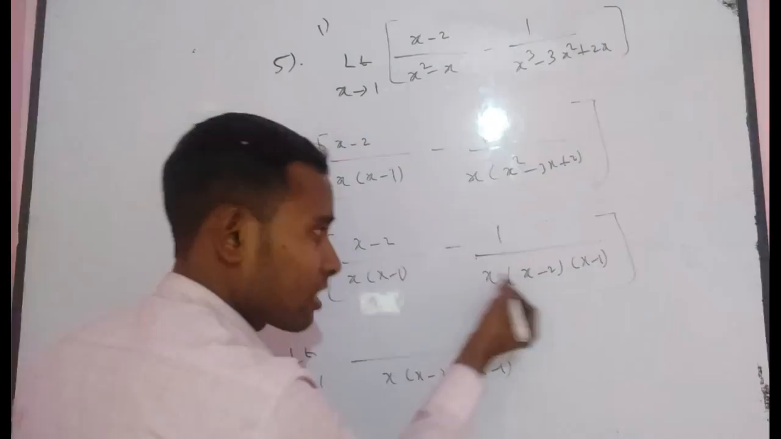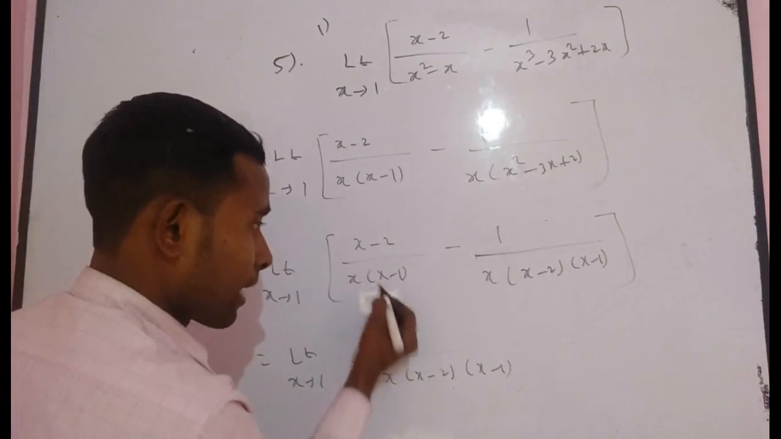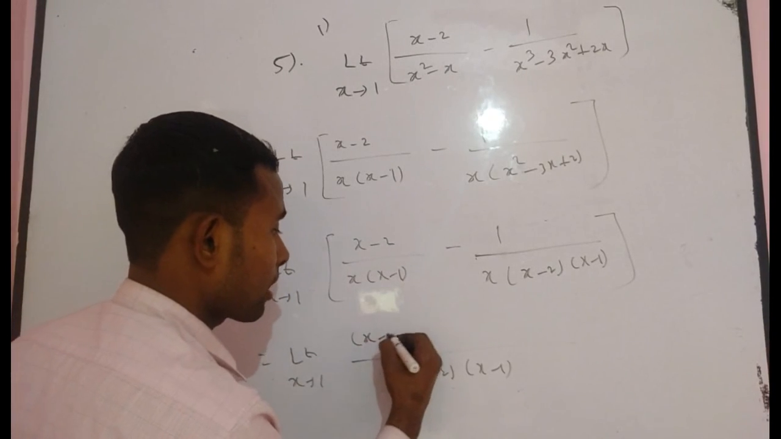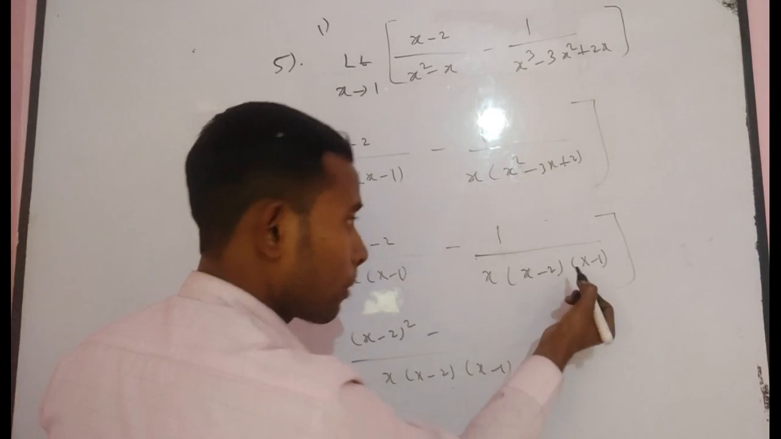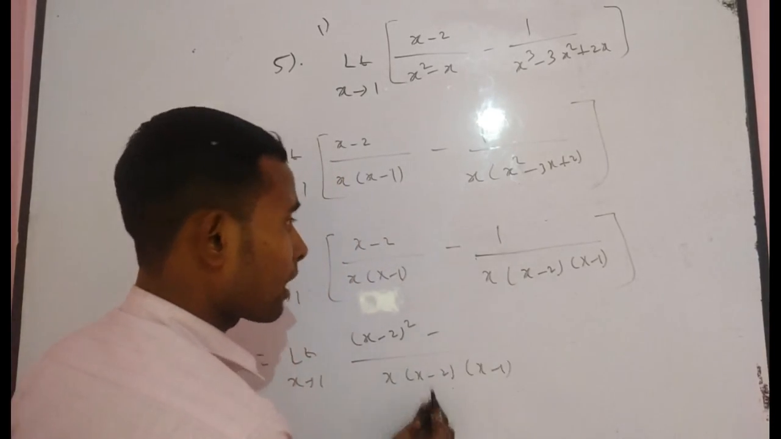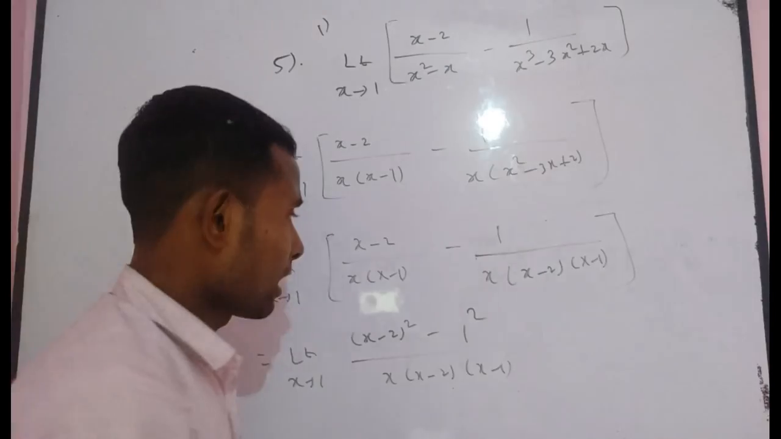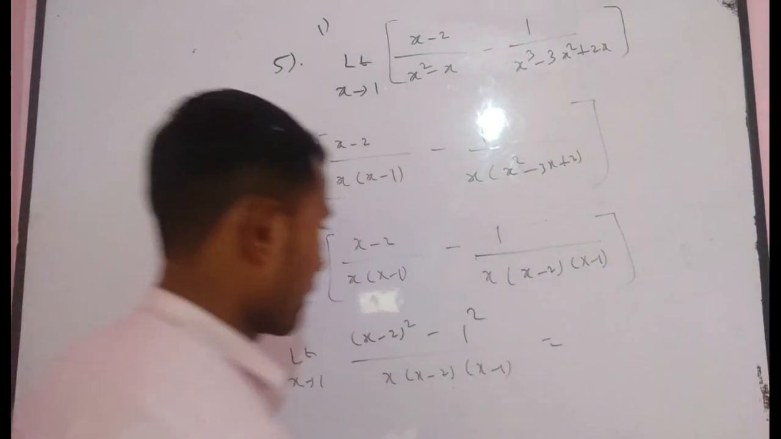If you divide by this term, you get x and x minus 1 cancelled, and you get x minus 2, and you have to multiply simply in this term x minus 2 whole square, minus. If you divide by this term, you get simply 1, and you have to write 1 whole square. Can you write it? Do you understand it?